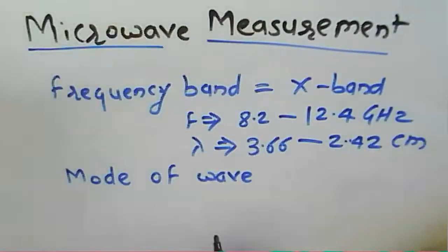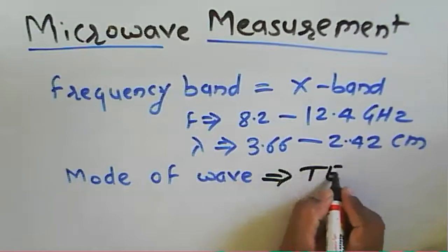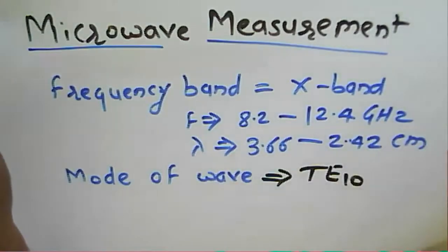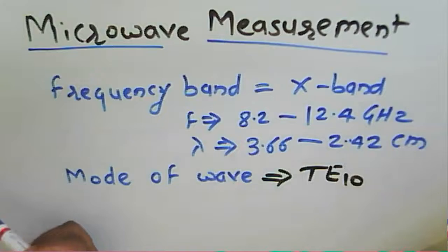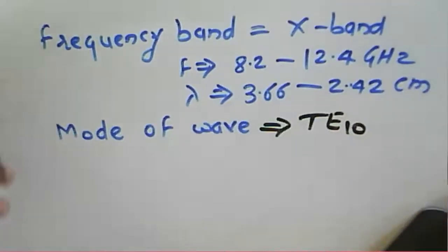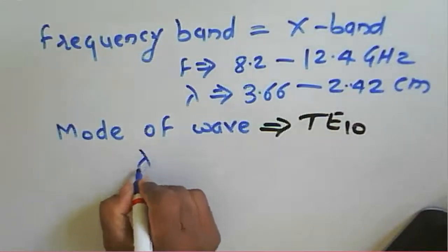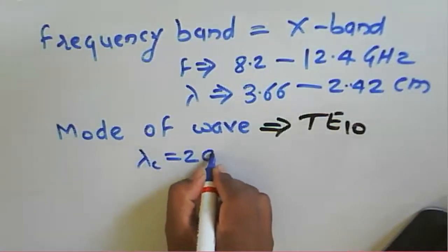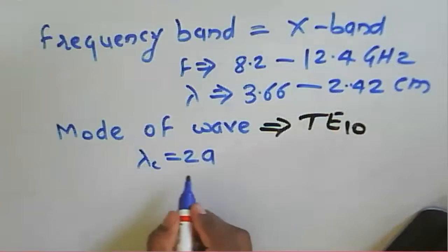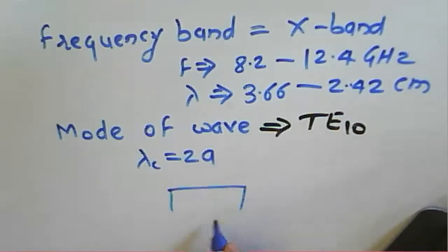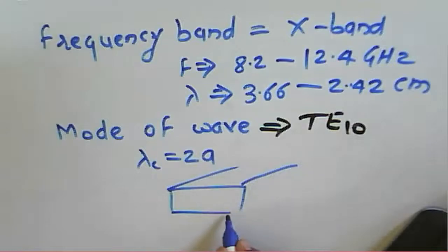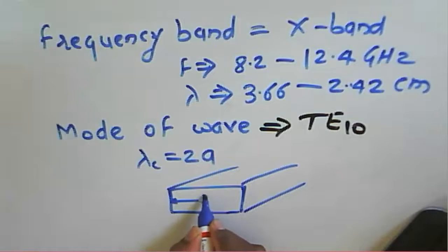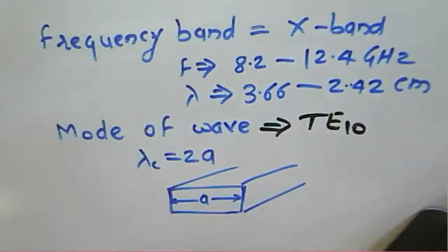Generally, in a lab, we consider the TE10 mode. This TE10 mode is nothing but the dominant mode. So for the dominant mode, the cutoff wavelength is supposed to be twice A. Then what is that A? For a rectangular waveguide, this one is the inner dimension of the guide. Whatever the inner dimension of the guide is, that is the A here.